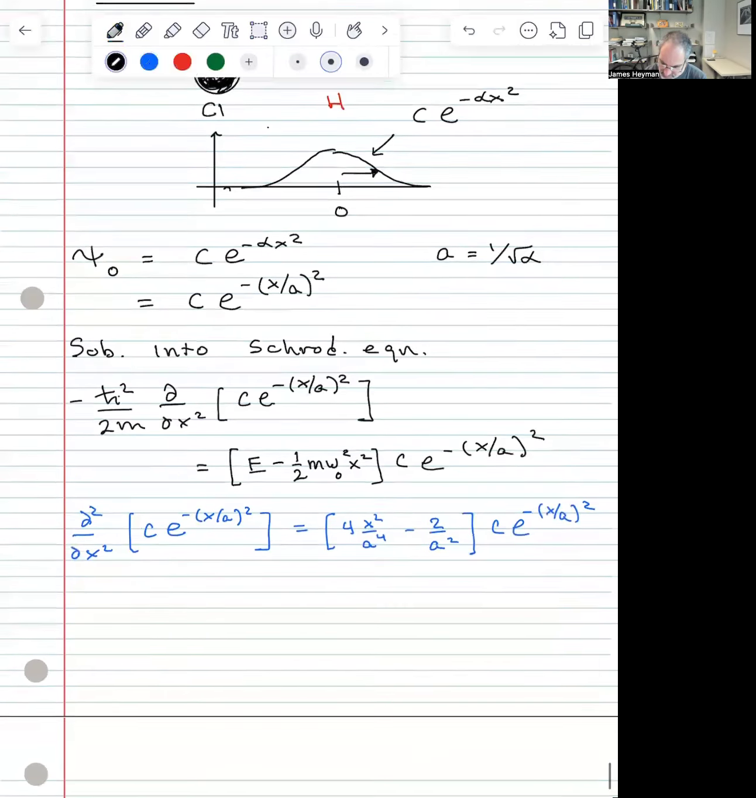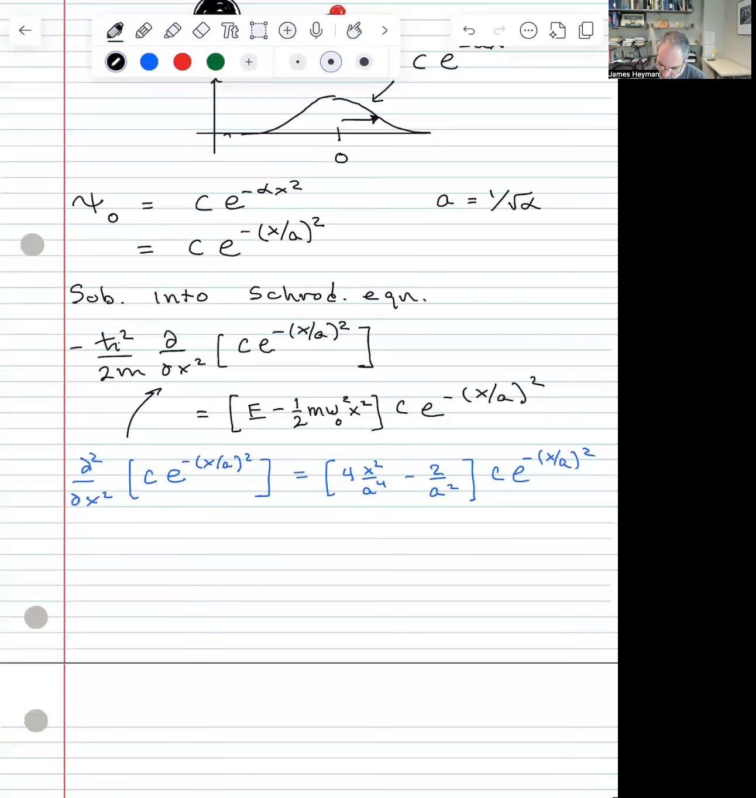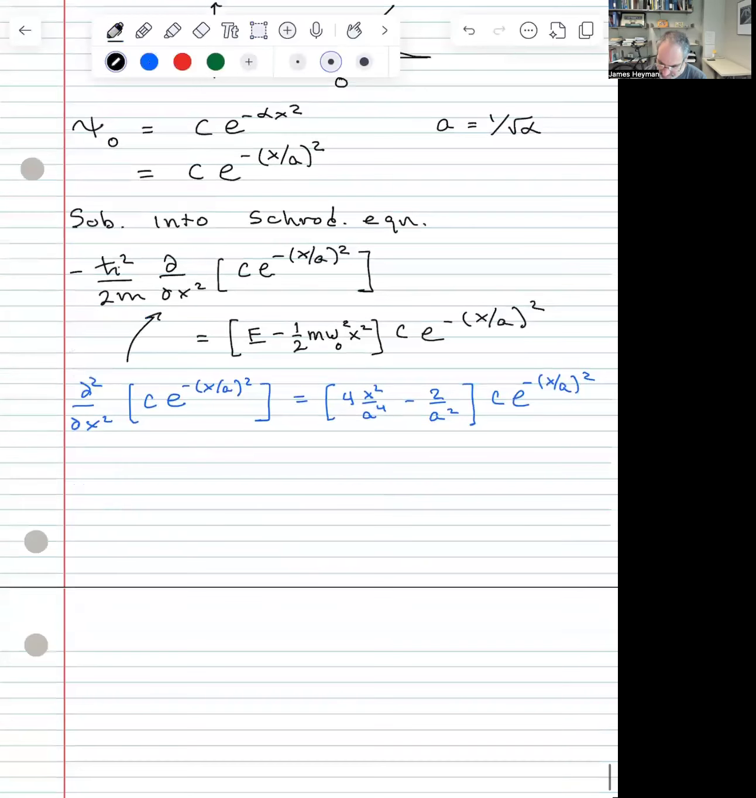And when we substitute this into our equation, we'll get the following. Okay? So now we'll have minus h bar squared over 2m, and then we'll have 4x squared over a to the fourth minus 2 over a squared times the wave function.